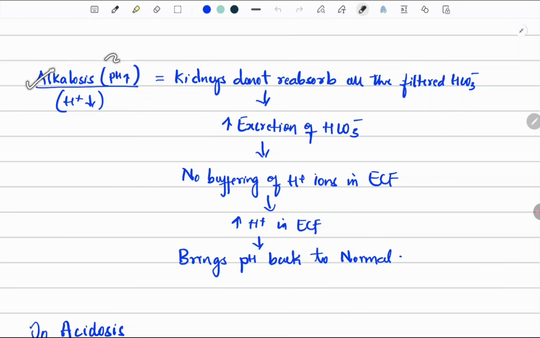So let's say there is alkalosis. What does alkalosis mean? Alkalosis means the pH is more and the hydrogen ion concentration is less. What do the kidneys do here? Here, the kidneys will not reabsorb all the filtered bicarbonate. So now what is going to happen to all the bicarbonate? There is going to be excretion of all the bicarbonate. So whenever there is excretion of the bicarbonate, the hydrogen ions which are present in the extracellular fluid are not buffered. So when the hydrogen ions are not buffered, what happens to the hydrogen ion concentration in the ECF? That is going to increase. So with the increase in the hydrogen ion concentration in the ECF, what is going to happen to the pH? The pH is brought back to normal. It's a very simple example.